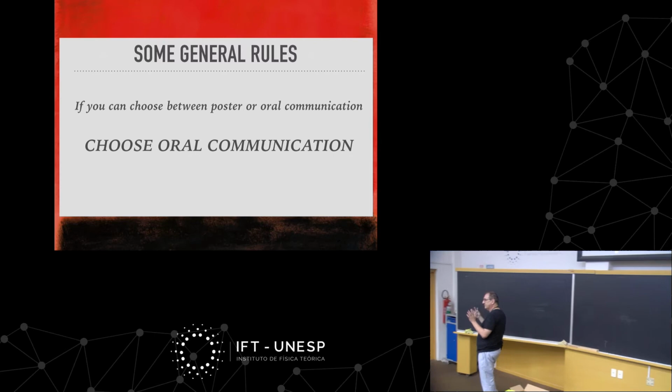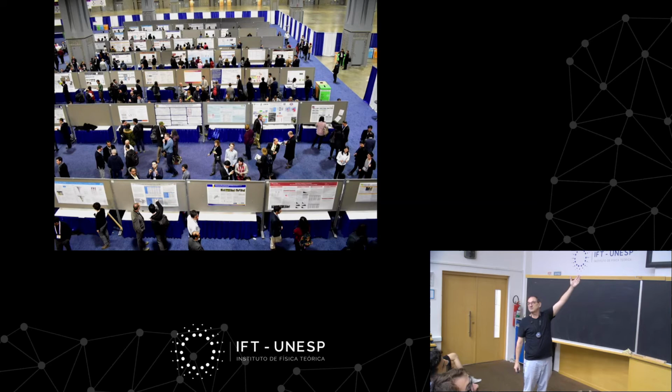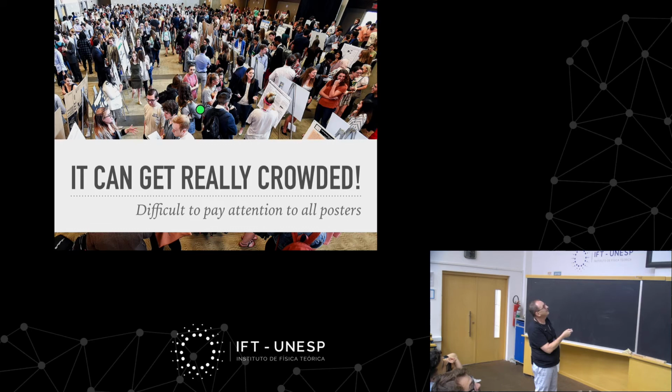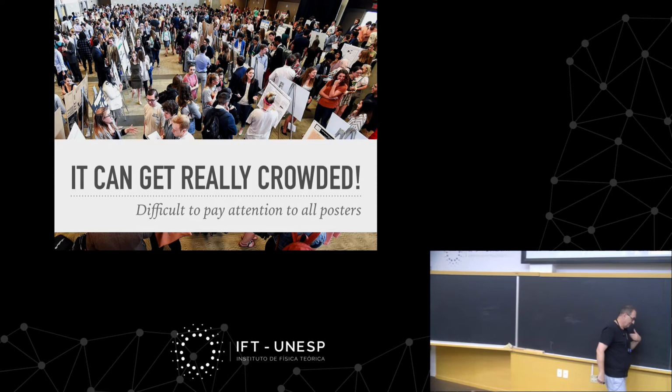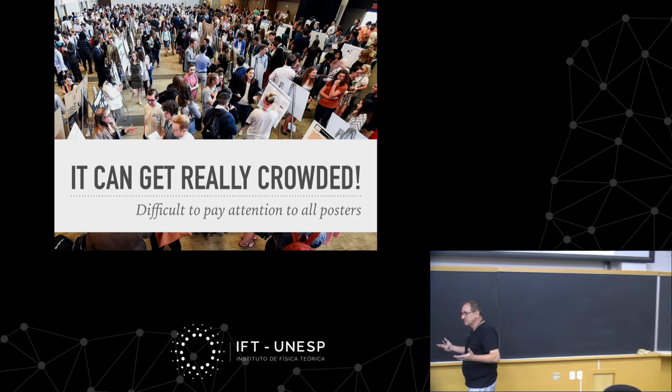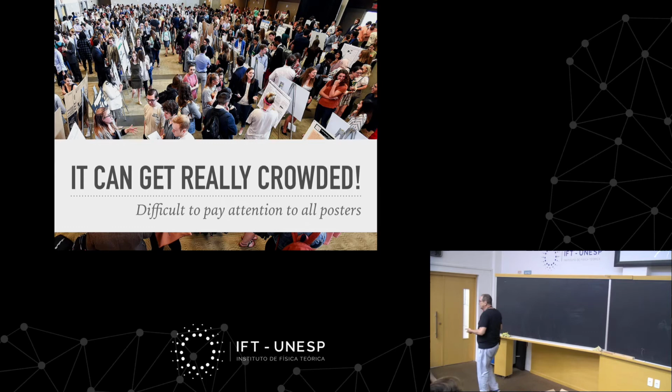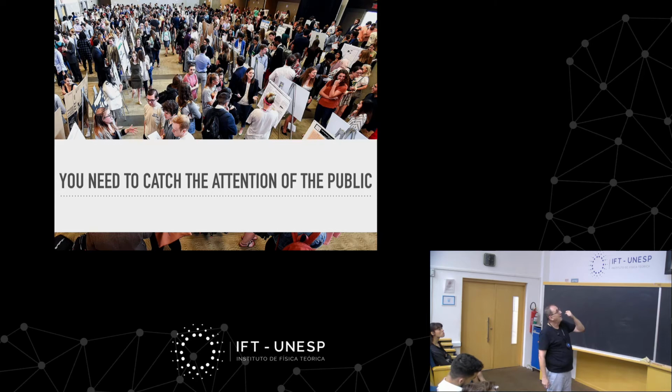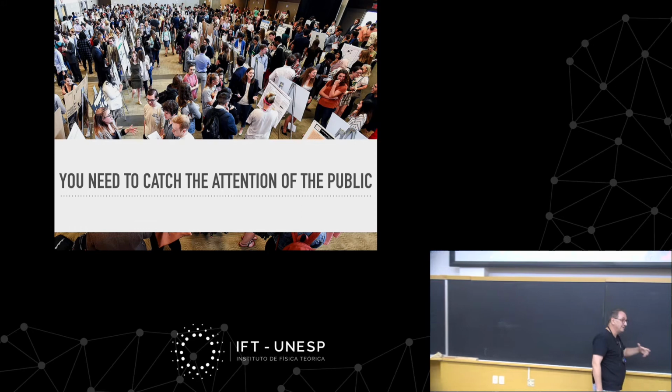This is what poster sessions in big conferences look like. There are hundreds of posters. And this one is still not really overcrowded. There's space between them, but it can be much worse. It can be really crowded, with a lot of people. So the person attending the poster session will not pay attention to everything. It's not possible, because there are too many posters, too many people, too much noise. People get distracted and just go on. So you have to catch the attention of the audience.